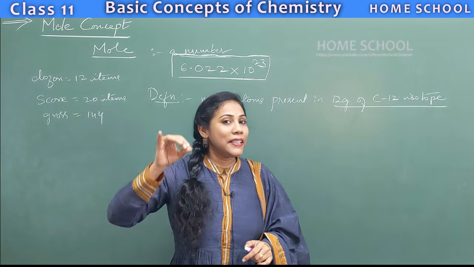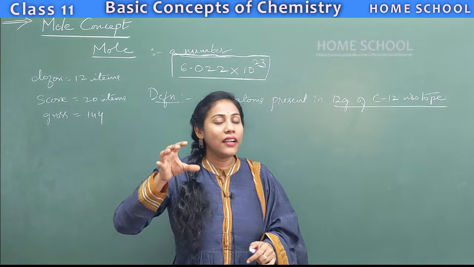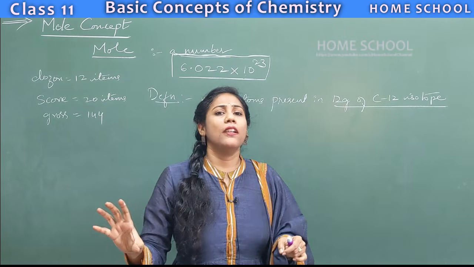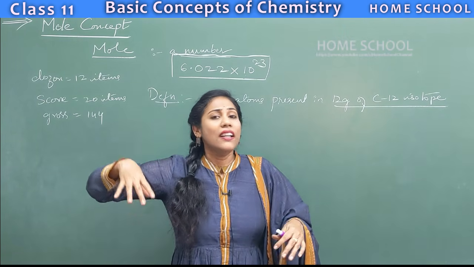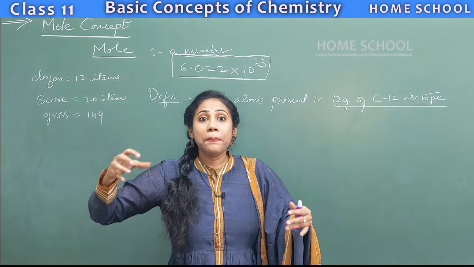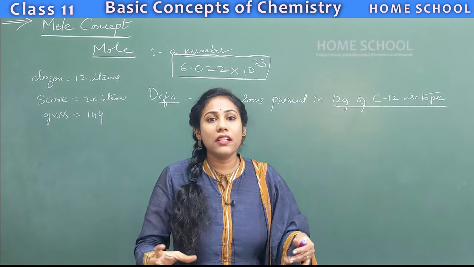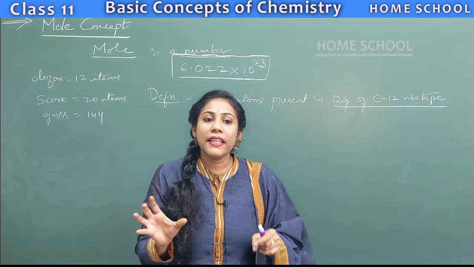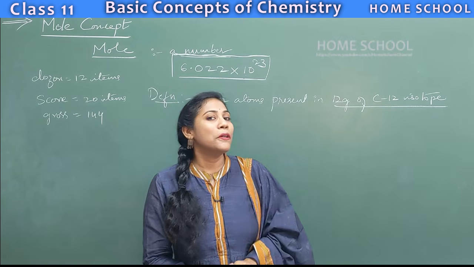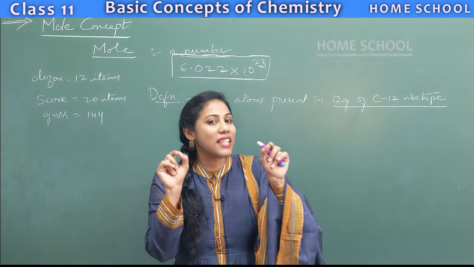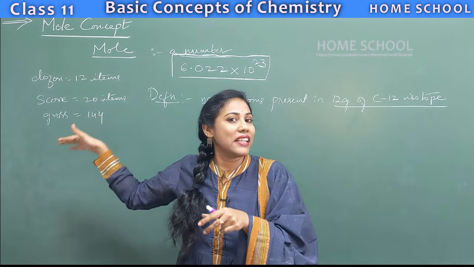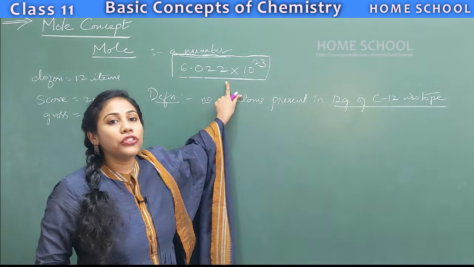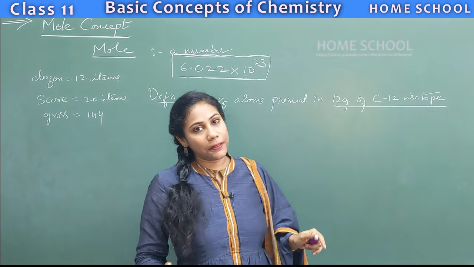Since atoms, particles or molecules, whatever it is, are all very, very small and they would react in lakhs together, to represent such small particles, we definitely want the biggest number, and that biggest number is our mole. So mole is just a number, just like a dozen, score and gross. It is 6.022 into 10 power 23.